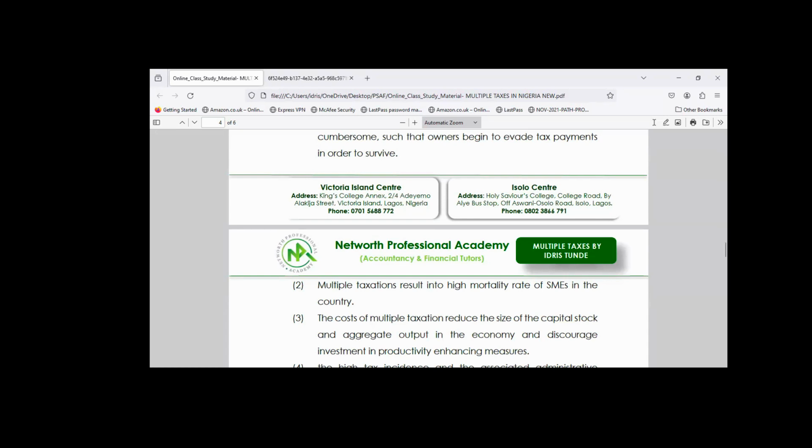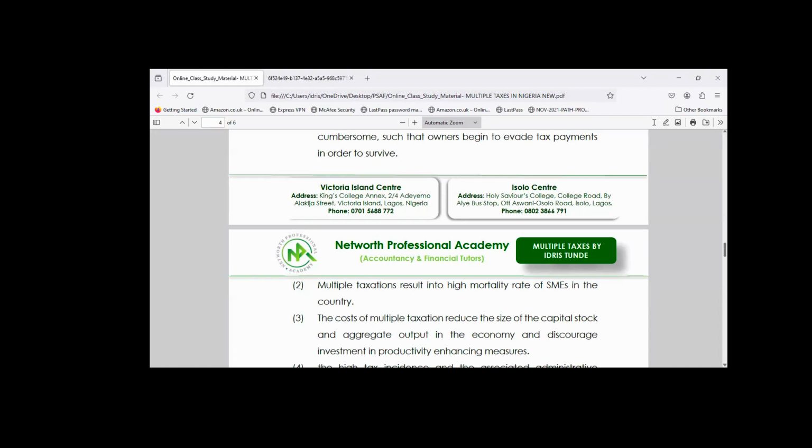Again, number three, the cost of multiple taxes will reduce the size of capital stock and aggregated output in the economy. It also discourages investment in productivity and enhancement measures. What does that mean? Most of the foreign investors will not want multiple taxes. What this means is that multiple taxes will reduce foreign direct investment. Most of the foreigners will be afraid to invest in Nigeria because they will think that Nigeria has different types of taxes. A lot of multiple taxes is going on. Secondly, those who have invested in Nigeria would like to divert their investment. They will move their investment out of Nigeria.